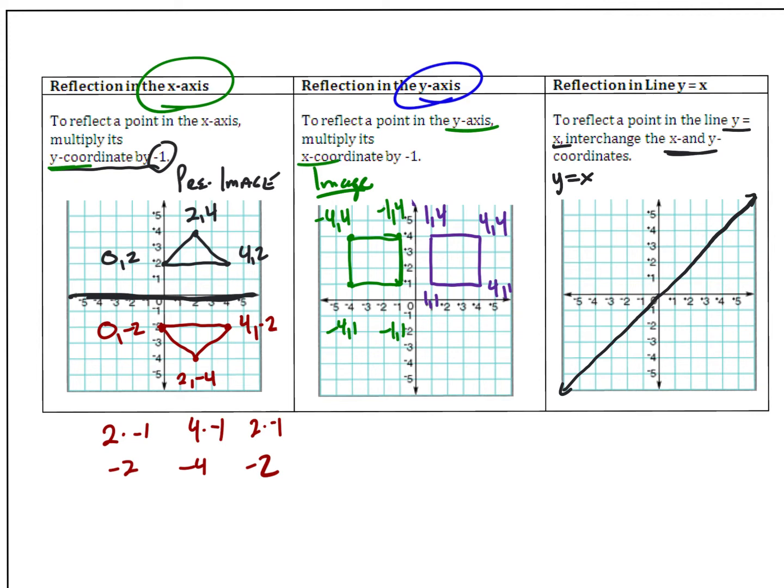Okay, so if I go here, here, and we'll say here, so this would be my image. This is going to be 1, 3. This is going to be 4, 0. And this will be 1, -3. So then to reflect that, I just switch the x and y coordinates. So my new coordinate becomes 3, 1. This new coordinate becomes 0, 4. And this coordinate becomes -3, 1.